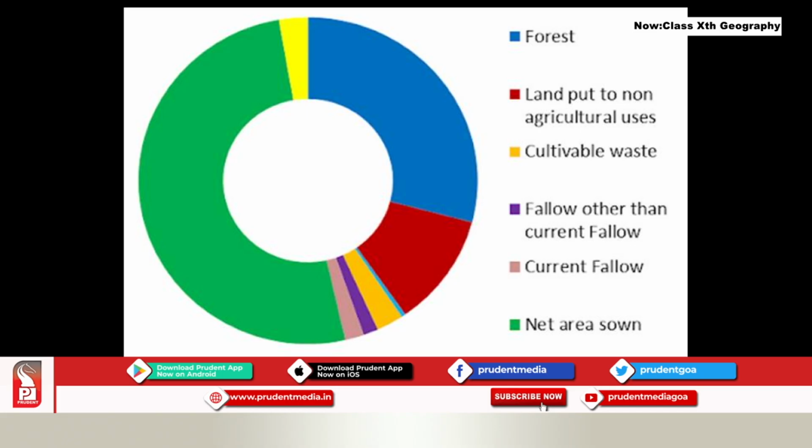This yellow is said to be cultivable waste. This is wasteland which is not cultivated, but it could be used for cultivation if we need to extend agriculture a little more. The purple is fallow other than the current fallow land. This is left fallow, not utilized, not cultivated for a long period of time. Current fallow land, for whatever reasons this strip of land or the amount of land over here is not cultivated, maybe because it is expensive or whatever else.